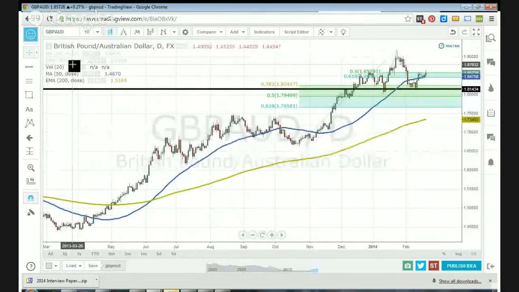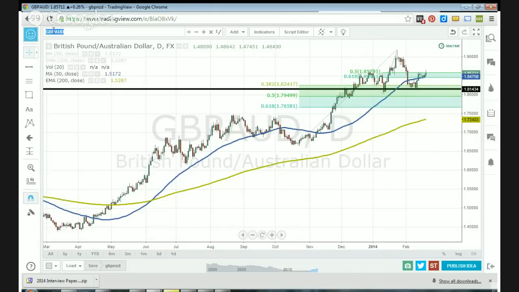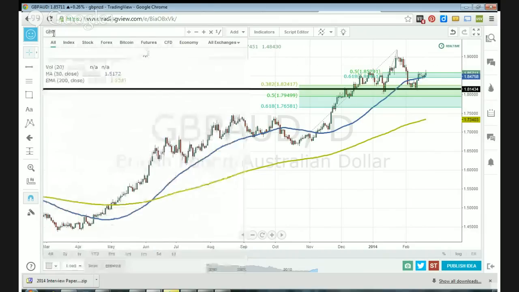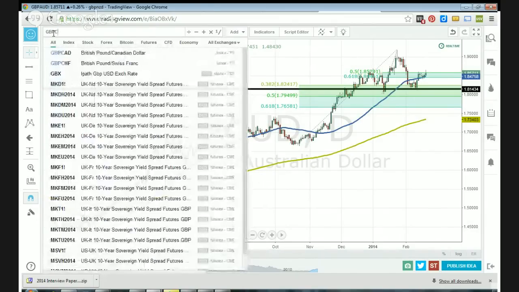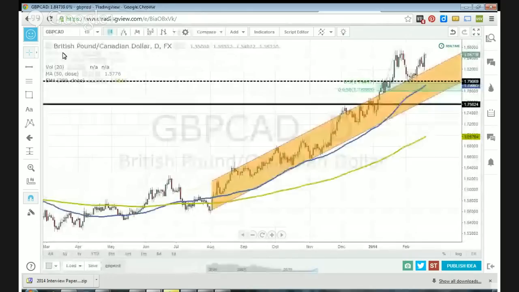Pound Aussie. Okay, pound Aussie is. There we go. I just need a pullback. Same as with Euro Aussie. Just looking for that pullback. Until then, not that much I'd like to do. Pound Canada, also the same.